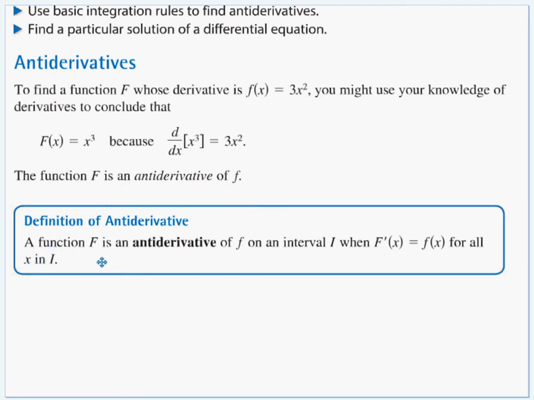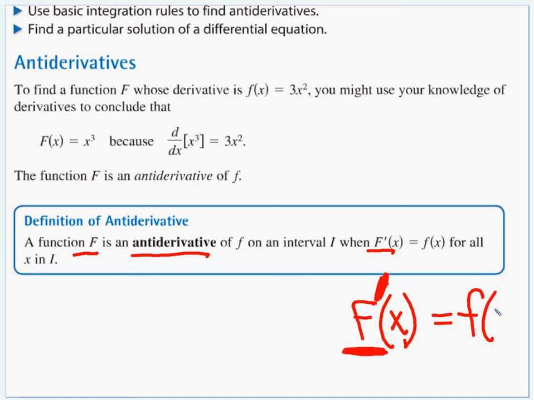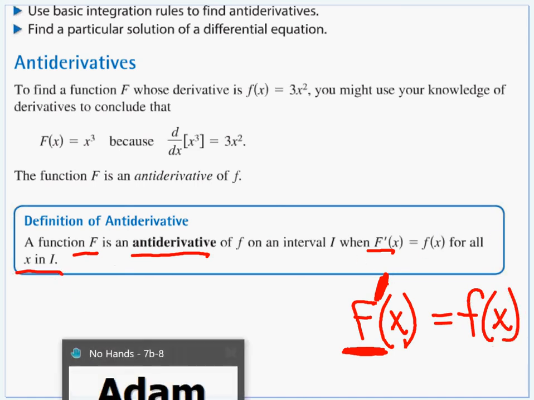A function capital F is an antiderivative of f on the interval I when capital F prime. Now notice all this notation. Capital F that is derived. So we're using the capital F to denote an antiderivative. So here, this is an antiderivative that we are deriving. So those are going to cancel each other out, and that's just going to be f of x for all x's in that interval.